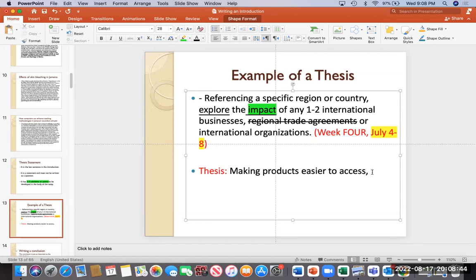Sir, I believe Amazon also provides a platform for businesses to become international. Providing a commercial platform for some businesses. What else? And because we said 2 to 3, so let's say we're going to talk about 3. So making products easier to access, providing a commercial platform for some businesses, and what else does Amazon do?